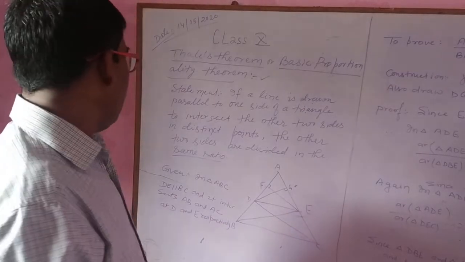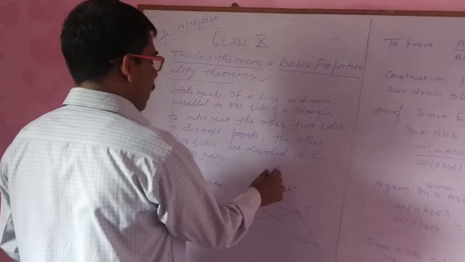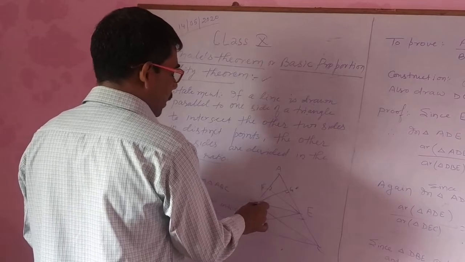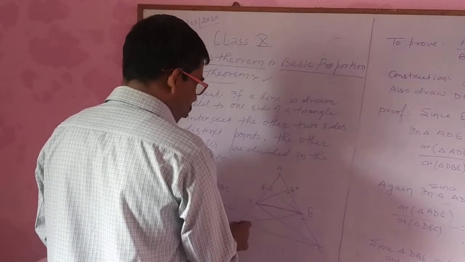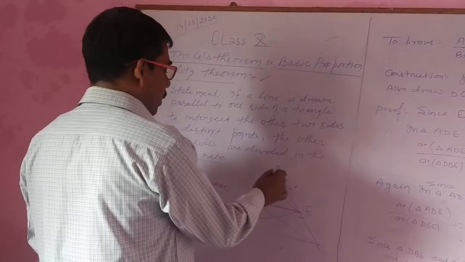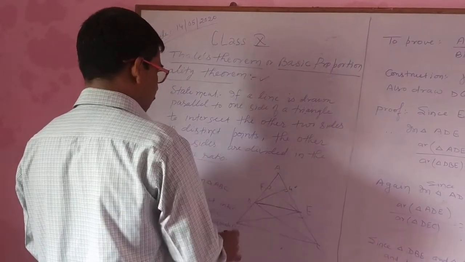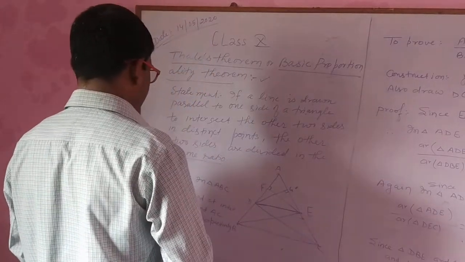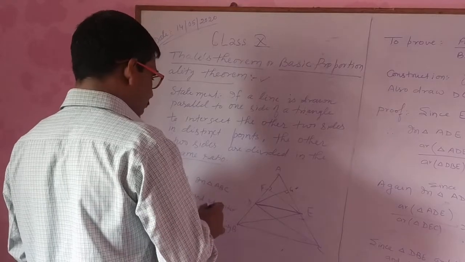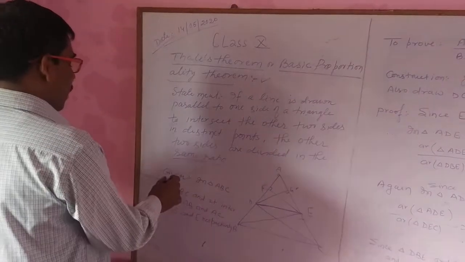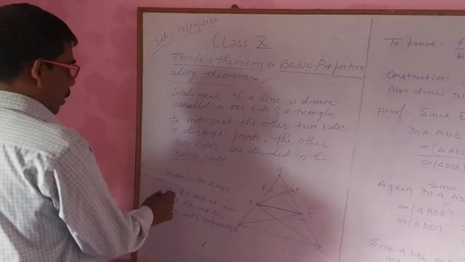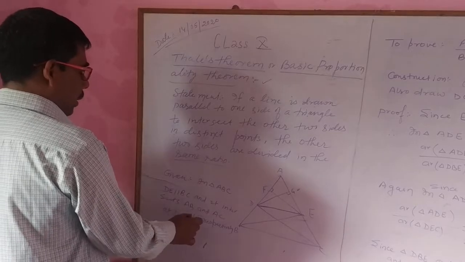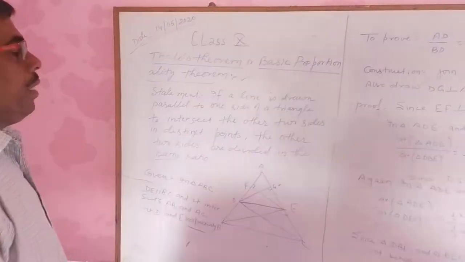In the triangle, we can see here ABC is a triangle in which DE is parallel to BC, and this line intersects AB in D and AC in E. This is given. Here we can write: in triangle ABC, DE parallel to BC and it intersects AB and AC at D and E respectively. It is given.